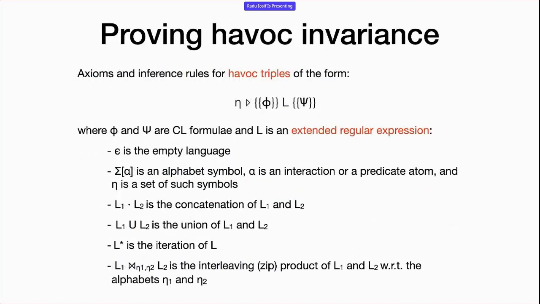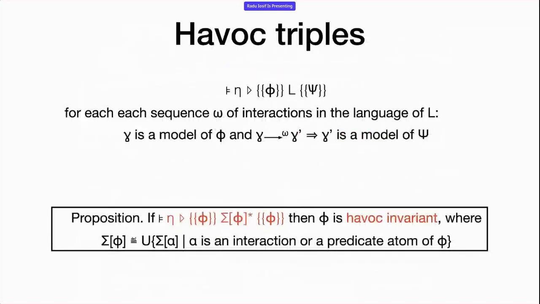This is a matter of using another proof system, which uses special triples that differ from the Hoare triples just by the fact that in the middle we don't have a programming language, we don't have a program. We have an extended regular expression that describes a language of interaction sequences. This is a bit technical, and the details are in the paper. The idea is that we could reduce the Havoc invariance problem to a sufficient condition on the validity of these Havoc triples. And we have a soundness theorem here.